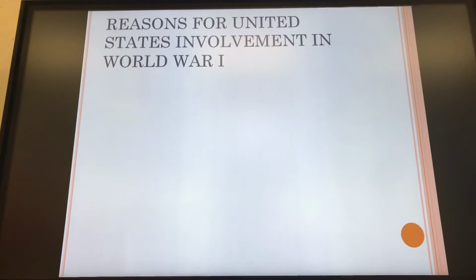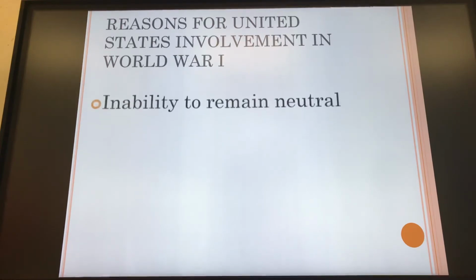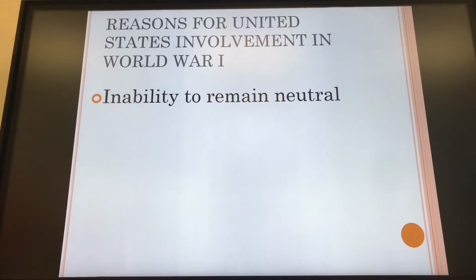So what we're going to look at now is that the war's already started. The Archduke gets assassinated. World War I is happening. America is trying to stay out. America does not want to get involved, but we will. We will not be able to stay neutral.